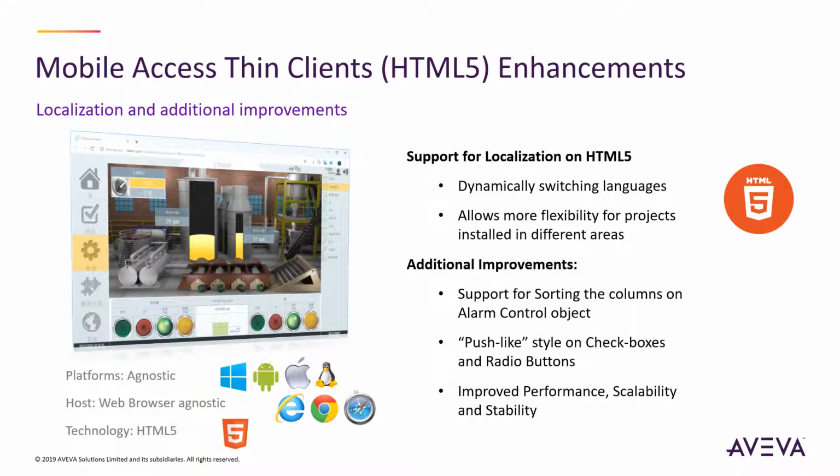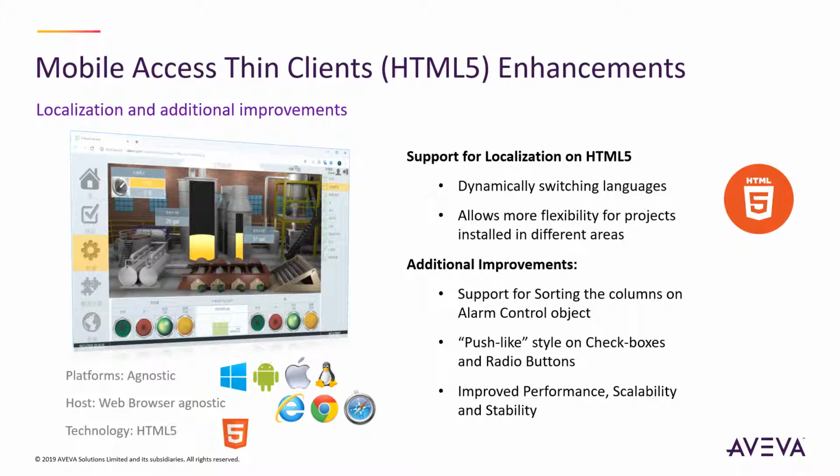First thing we're going to talk about is the improvements on our mobile access thin client. That's our HTML ready thin client. The biggest one of them is implementation of the localization. With the localization, we can dynamically switch languages and we can make use of all the translation features that we have on the product that were already available for our local viewer. Now they're all available for mobile access as well.